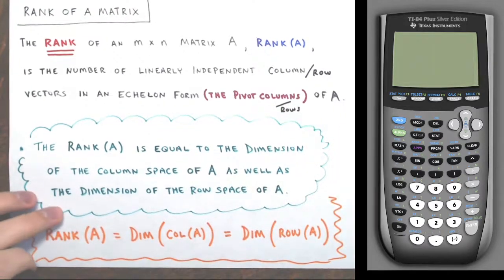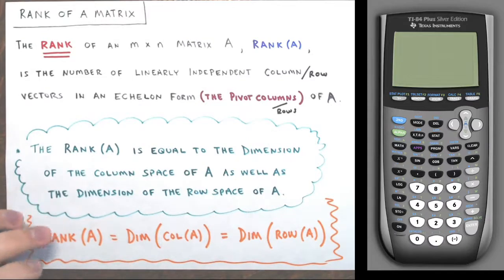The pivot positions aren't changing, so the number of pivots you have in a matrix, when you write it in echelon form or reduced echelon form, will correspond to the number of pivot columns and also the number of pivot rows that you have.